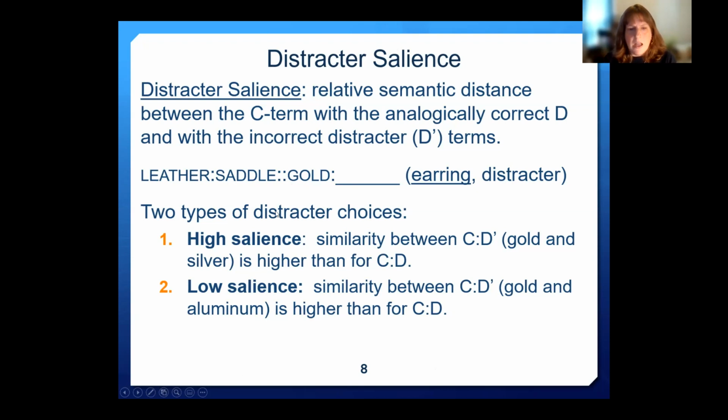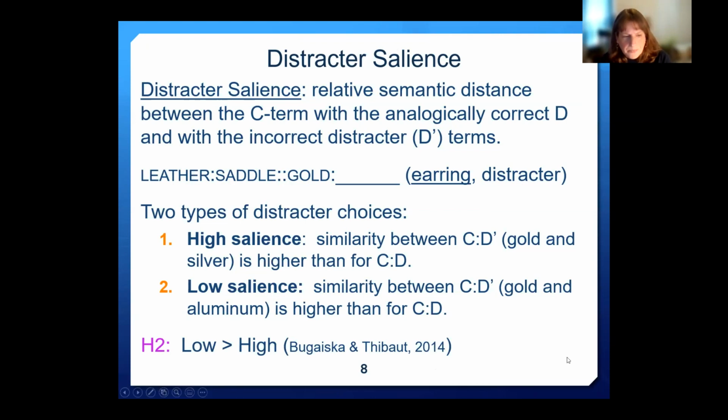So as you can see here, across distractor salience, the same AB pair was used, and only the distractor item was varied. So I'm not looking at the association strength between the A and the B term. And based on several other studies that included the association strength between the C and the D term, we predicted that the low distractor salience would have higher accuracies than high salient distractors, or than the analogies having the high salient distractors.